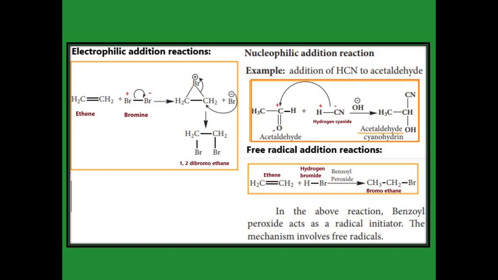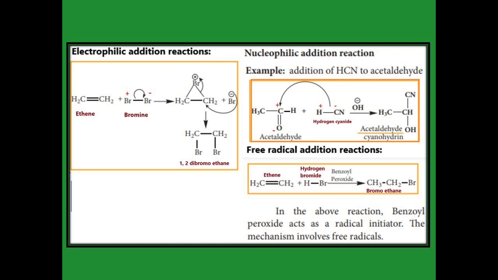Like substitution reaction, addition reaction also has 3 types: electrophilic addition reaction, nucleophilic addition reaction, and free radical addition reaction. The first example, electrophilic addition, ethene. Ethene has 2 carbons and a double bond, so 2 carbons means eth, double bond means ene.